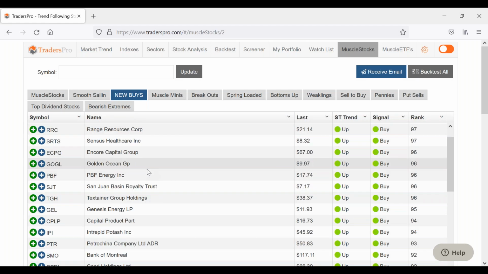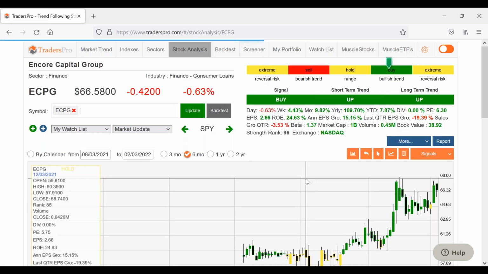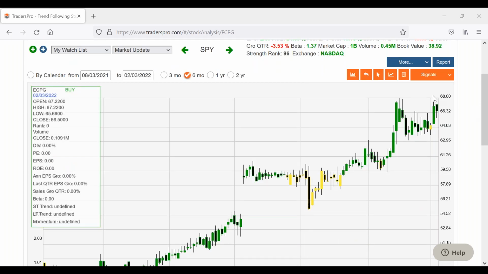But you could definitely jump on that one if you like coal and think it's going to go higher. I came down the list a little bit and I looked at this ECPG, Encore Capital Group, 96 strength rank. Nice uptrend right there. And again, this is a kind of moving sideways consolidation through here. It's already at a buy signal, but you might wait for that little bit of extra confirmation, see if it can break out, particularly since we just talked about how the market conditions are looking a little bit more bearish.